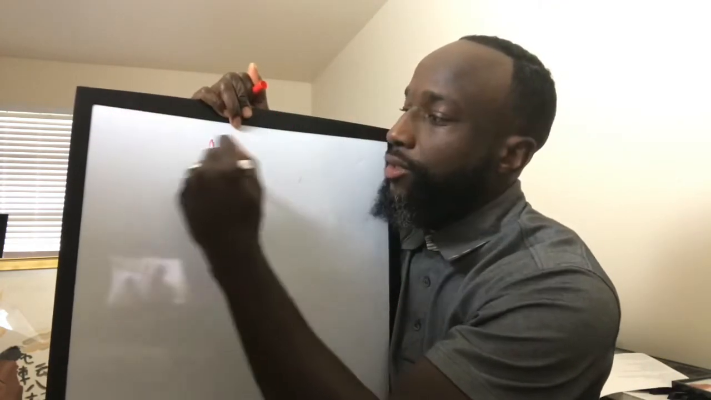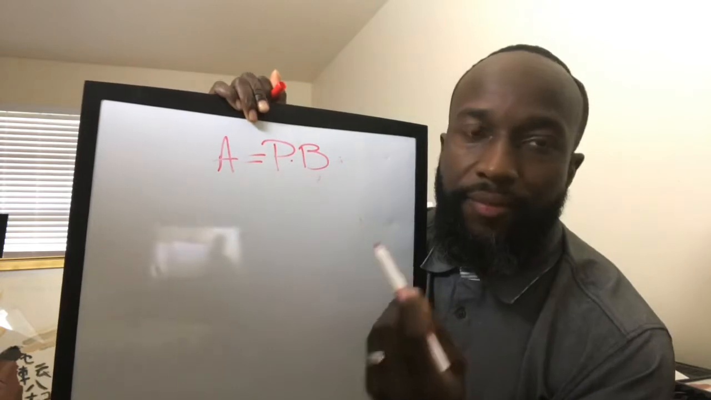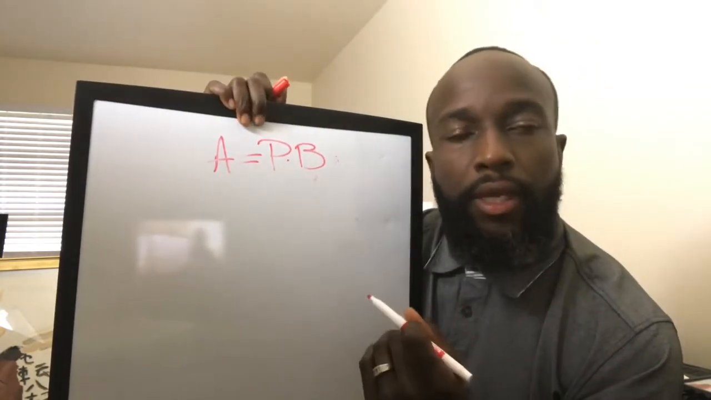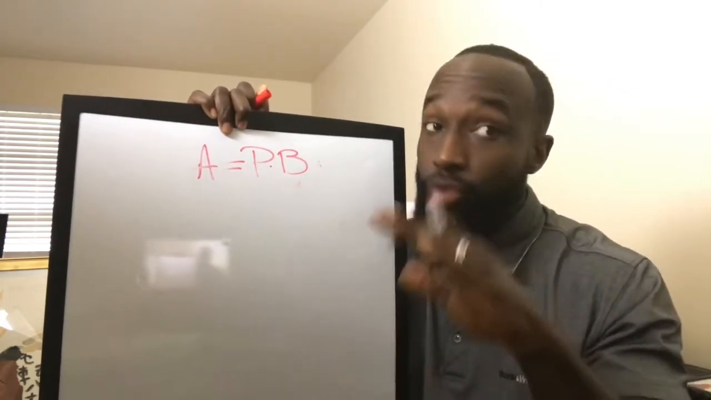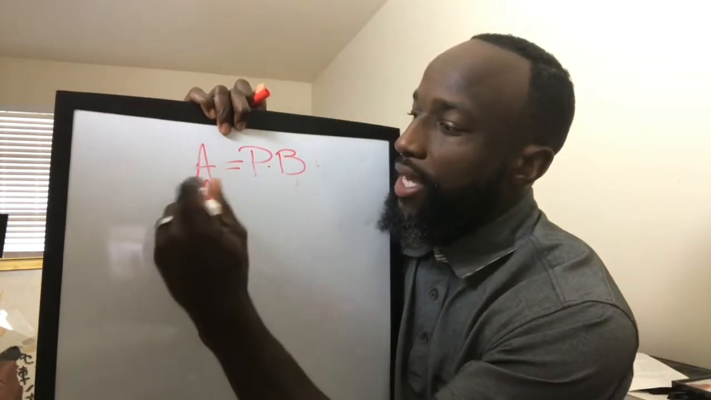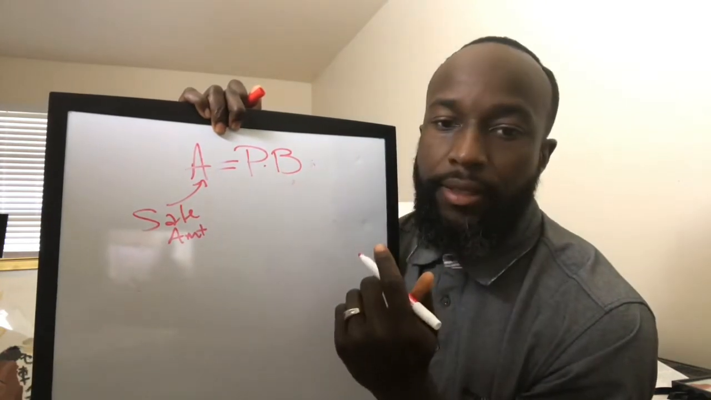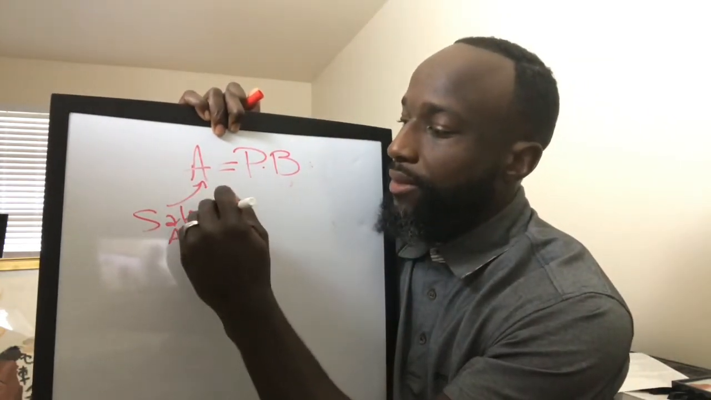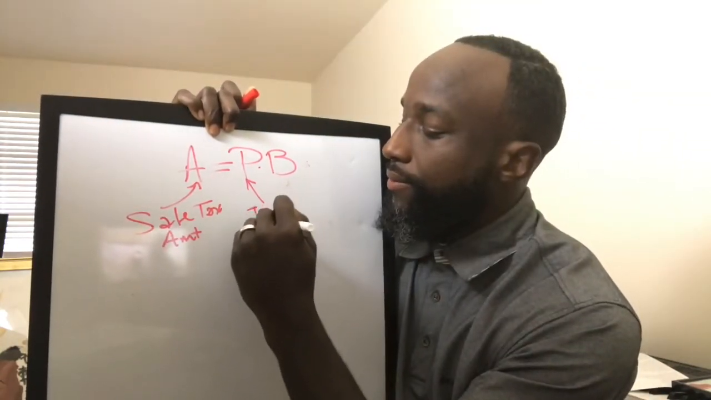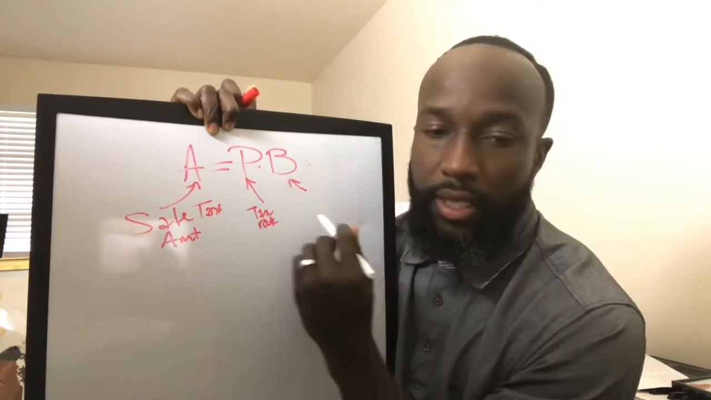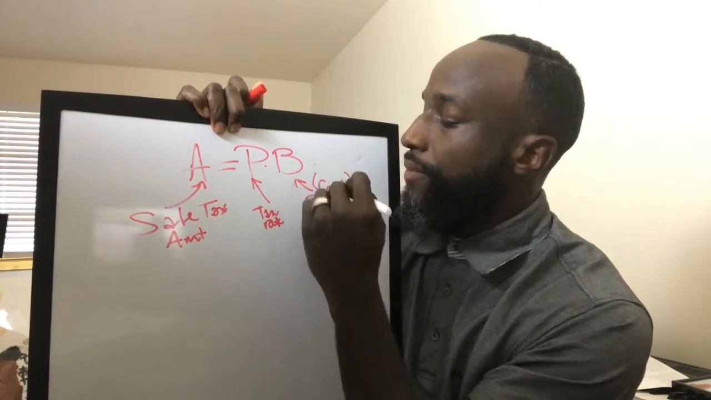Remember in the last video, I showed you this equation: A equals P times B, right? If we gave A, P, and B an actual name, we could use this for what we're about to do right now, and then after that we'll just do the math. A can be the sales tax amount, P is the tax rate, and B is the price, or the item's cost, right?